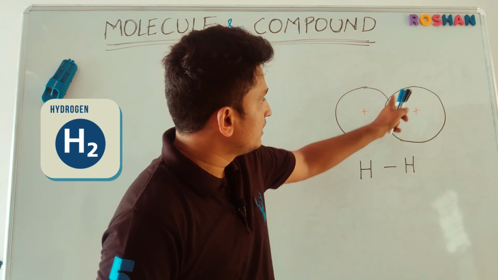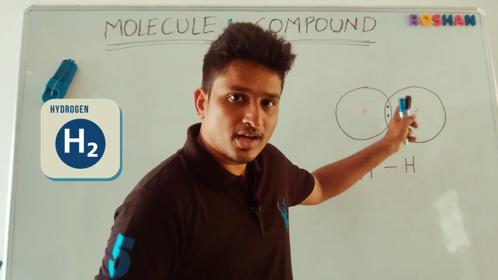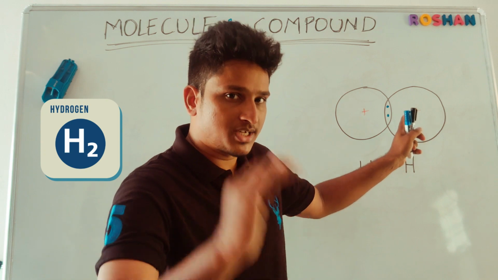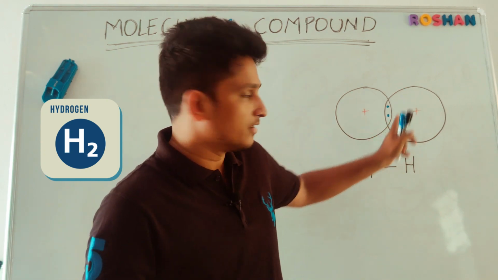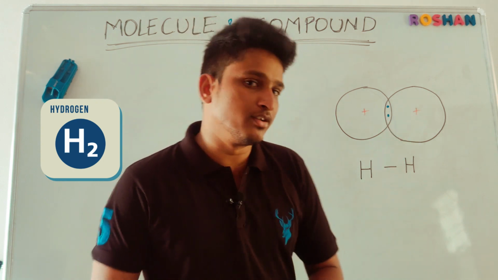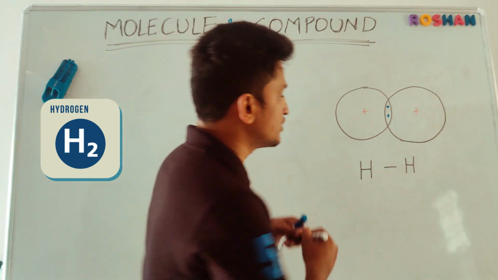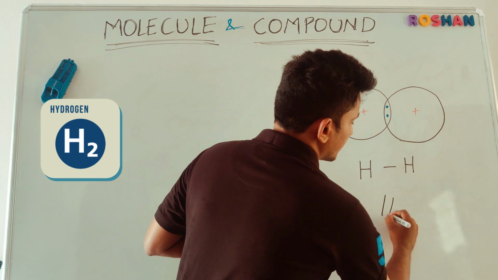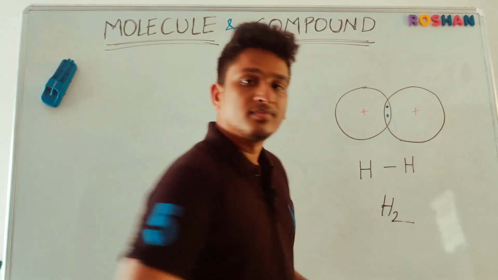You can see here these two electrons are combined. Of course, this is sharing. We'll discuss sharing, losing, gaining in the higher videos. So students, here these two atoms are combined and they form a molecule called hydrogen gas, H2. And how to write the formula? Like this, H2. Got the clarity?